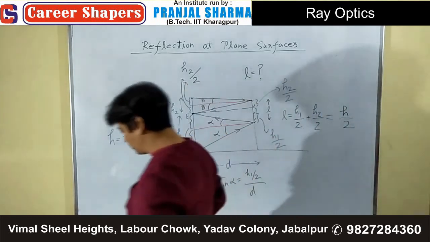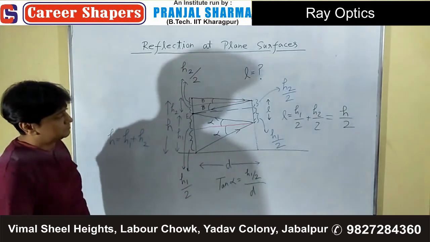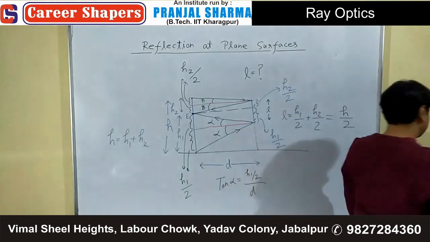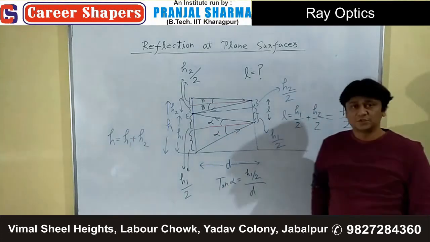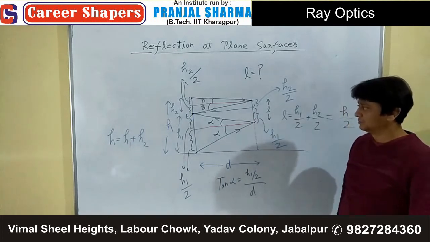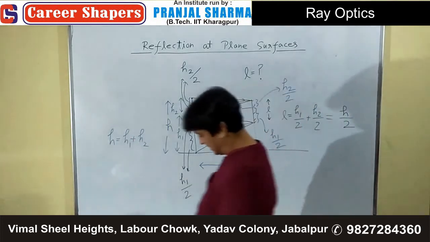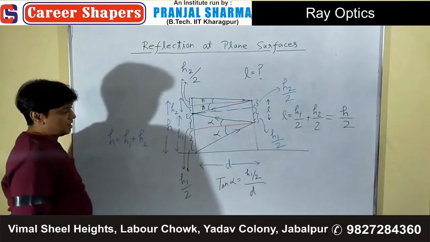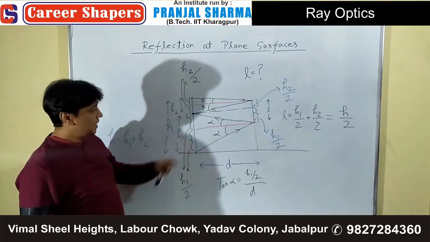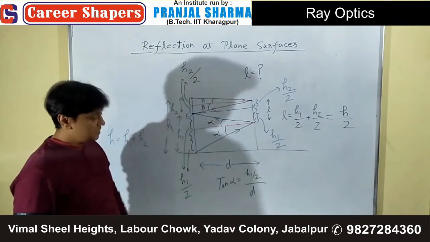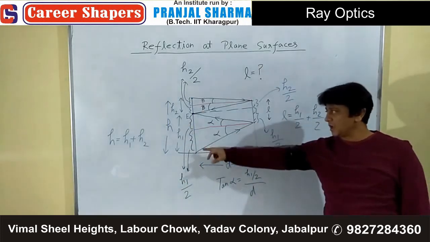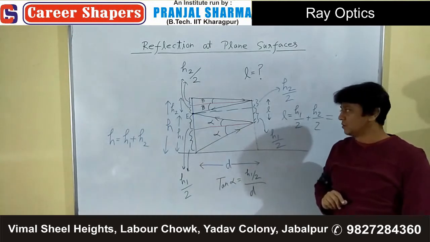At the same time, continue with the statement. At the same time, this mirror should be placed such that its lower edge is at half of the eye level height from the ground. Lower edge of the mirror is at half of the eye level height from the ground.